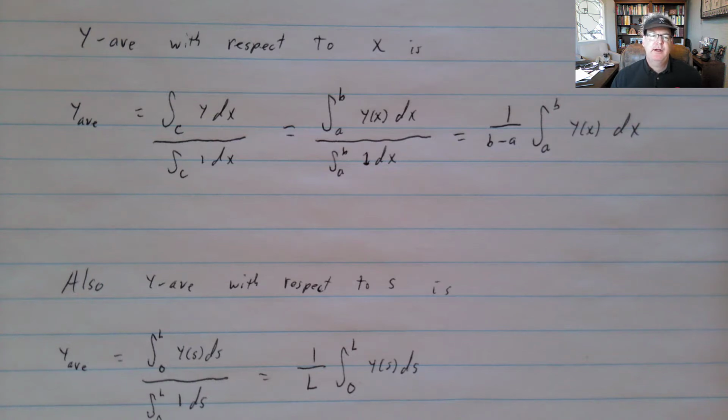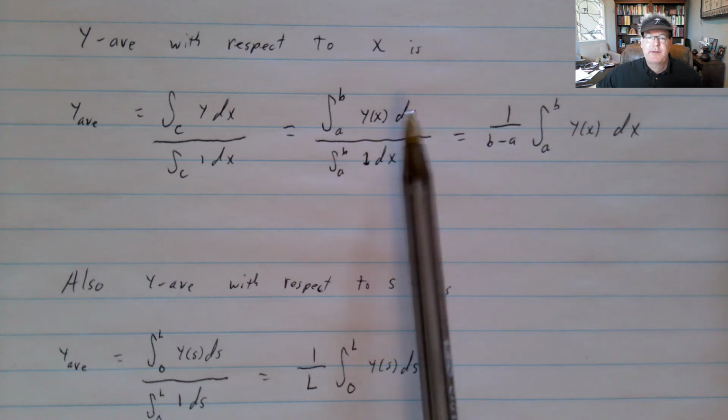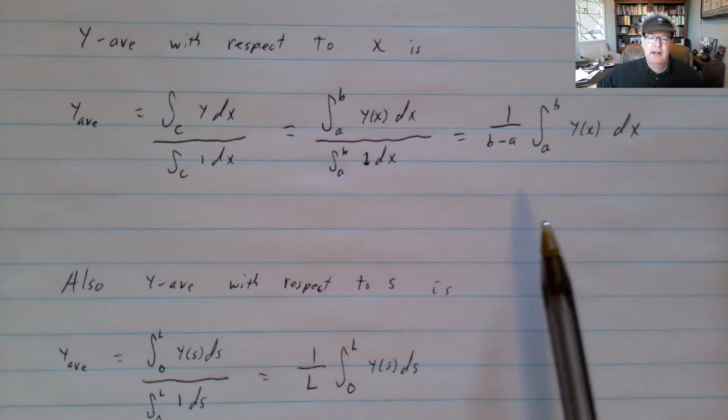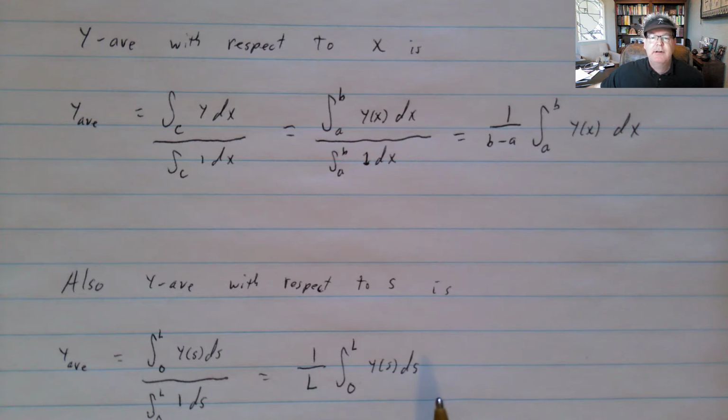Just to compare, we just did the average y value with respect to arc length s. But we can do it with respect to x, but that won't give the center of mass. And just to see how things look different, I will look at what happens.